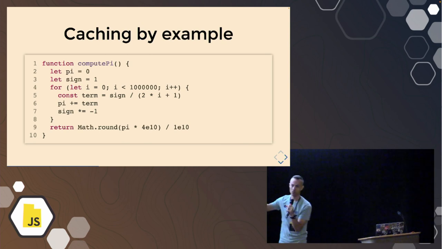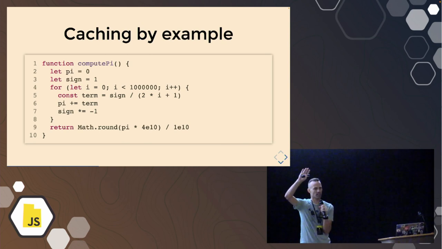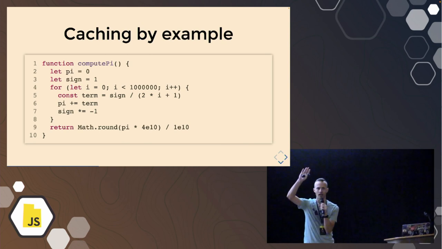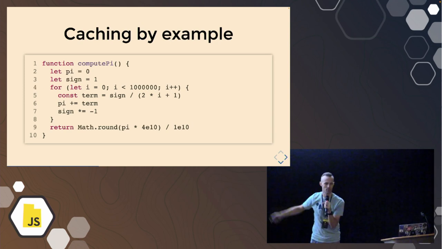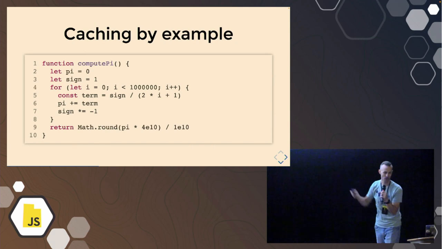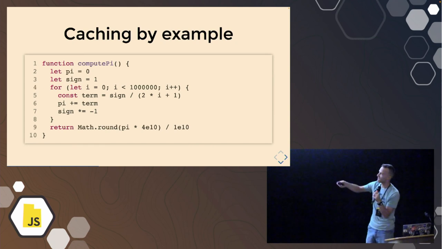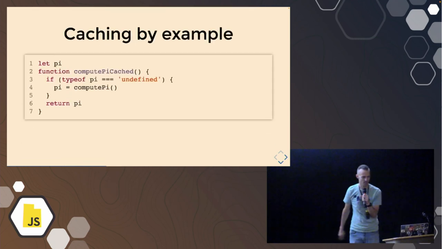So here we're going to compute pi. How many of you have a function like this in your code base where you compute pi? No? Not a single one of you is computing pi. Wow, this must be very contrived. So this is how you compute pi to, I think it's like 10 decimal places.